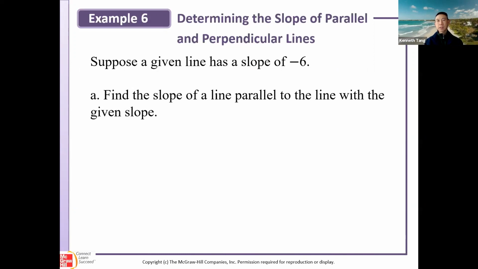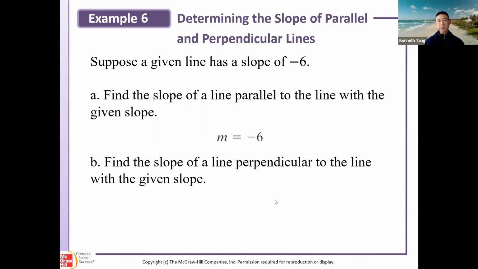The definition says that if you want a parallel line, the slope has to be the same. So when the first slope is given as -6, that means the second slope is also equal to -6. Therefore, they're both equal to -6 in order for the two lines to be parallel.